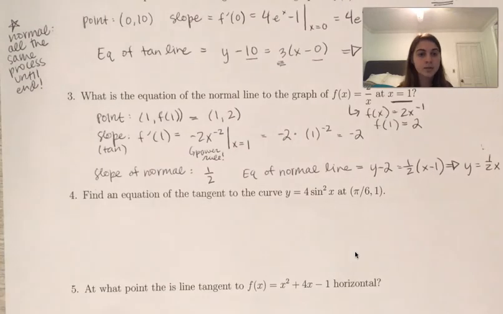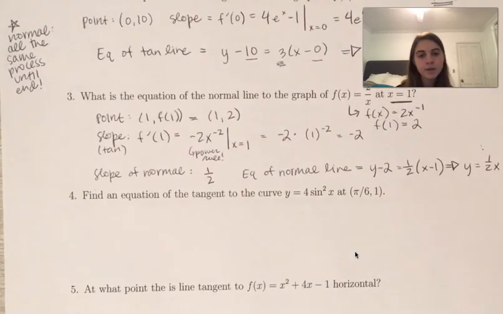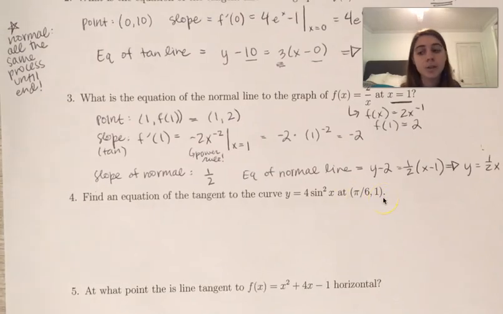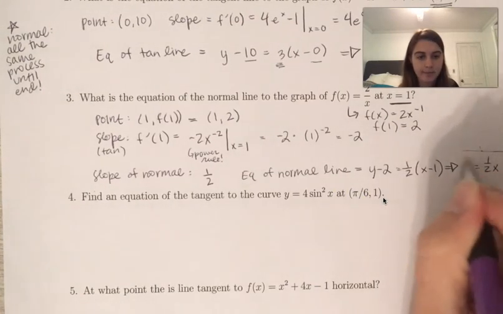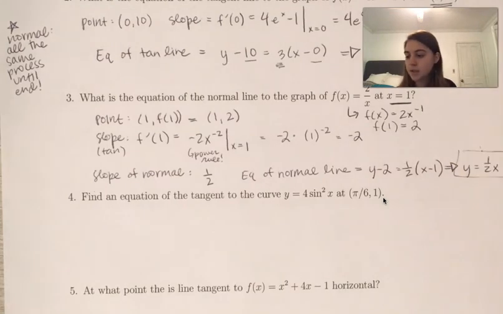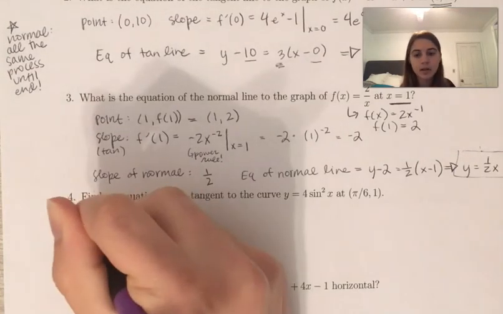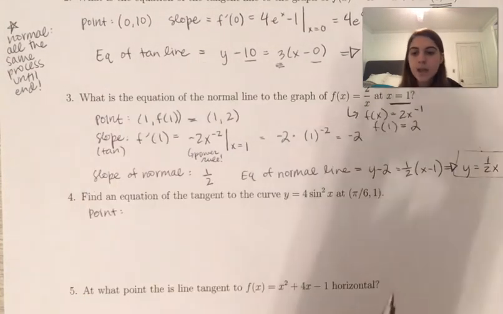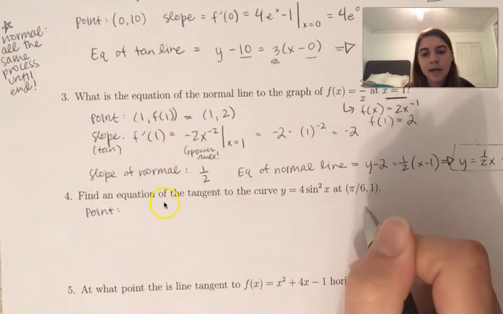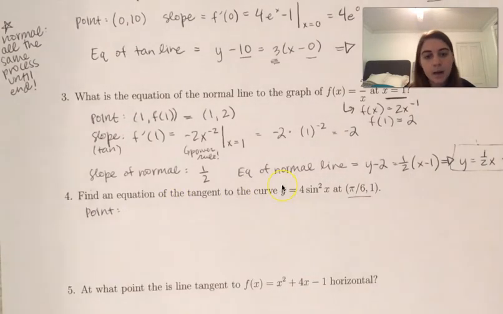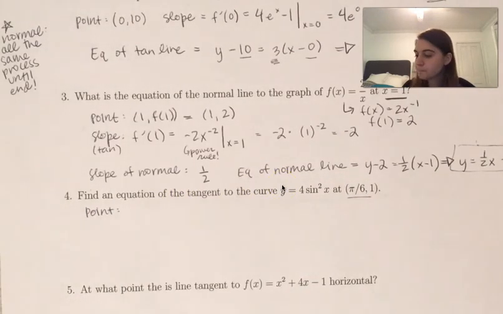Okay, this one's just back to the tangent line equation, but we have to do a little trig because the point which it gave us is trig. So, yeah. I'm a big fan of boxing answers. I don't know about you guys, but it makes me feel like my work's a little more clear. But yeah, back to number 4. Our point is pi over 6, 1.